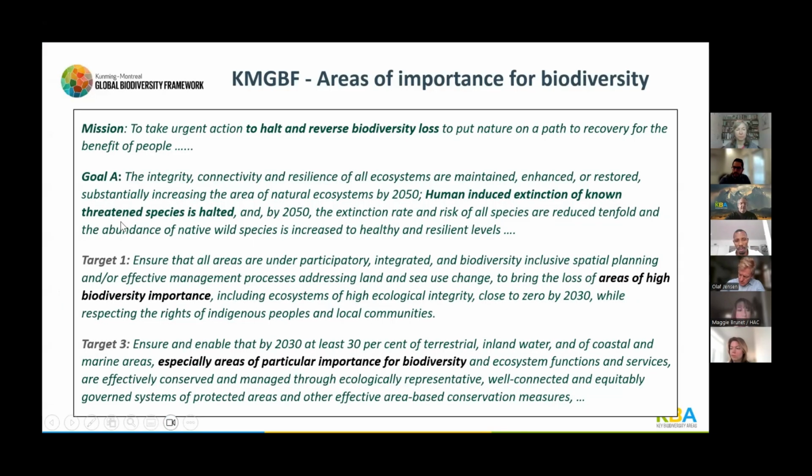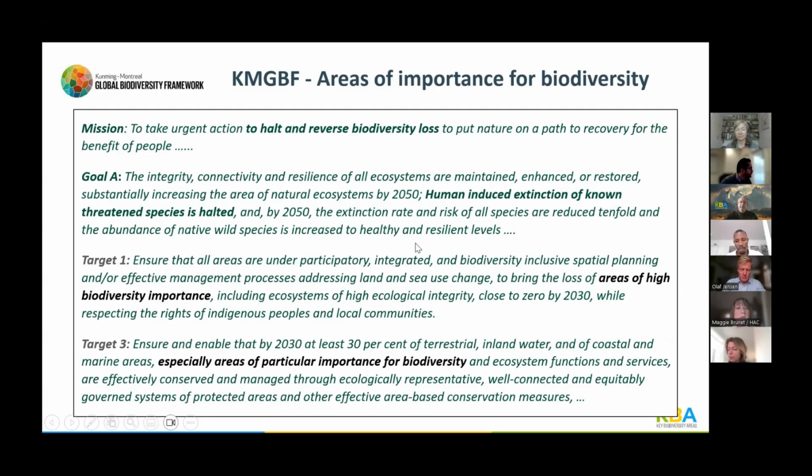So just to remind everyone, the mission, the goal A, target 1 and target 3 of the Global Biodiversity Framework. Targets 1 and 3 reference areas of high biodiversity importance or especially areas of particular importance for biodiversity. And the reason they highlight that text is because we're trying to stop human-induced extinction of known threatened species in Goal A, and halt and reverse biodiversity loss in the overall mission.